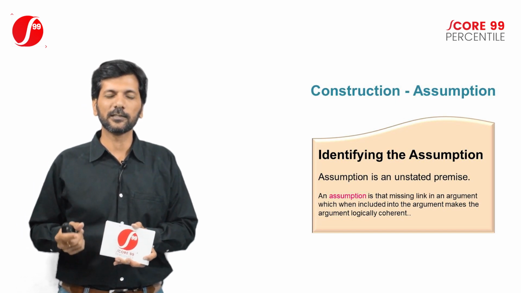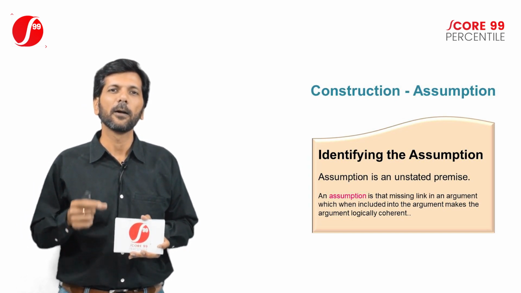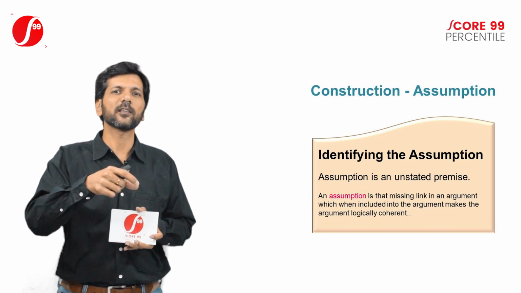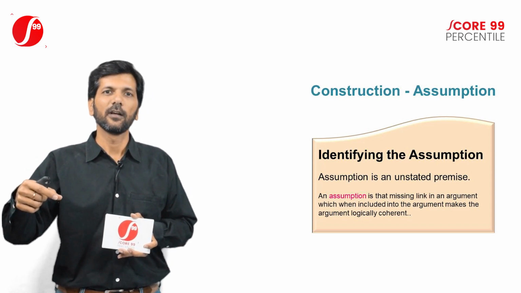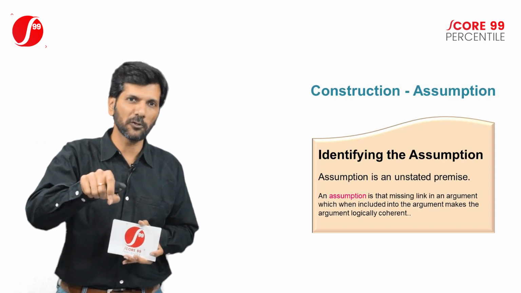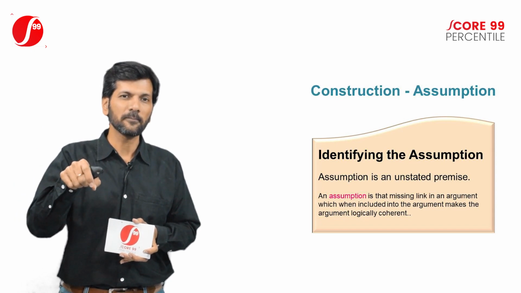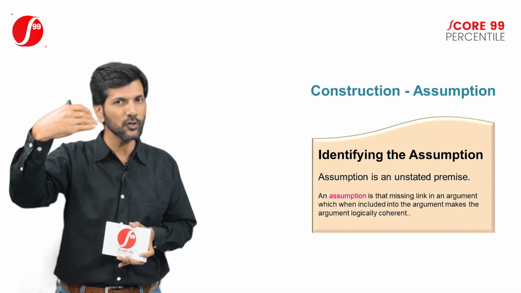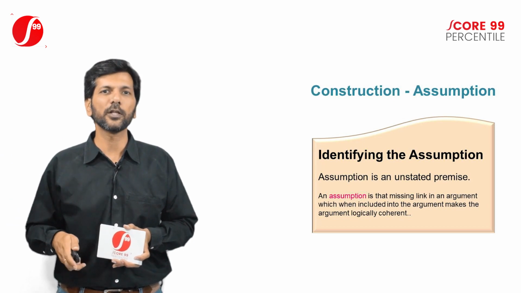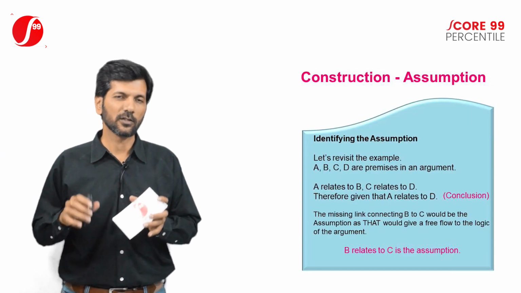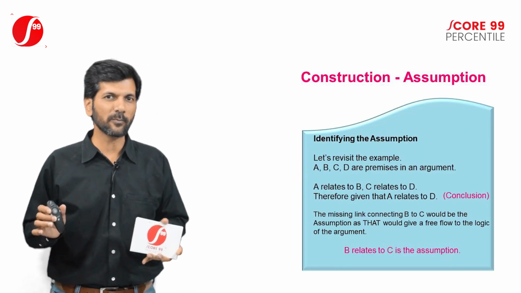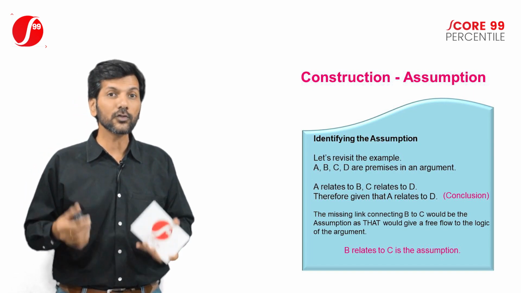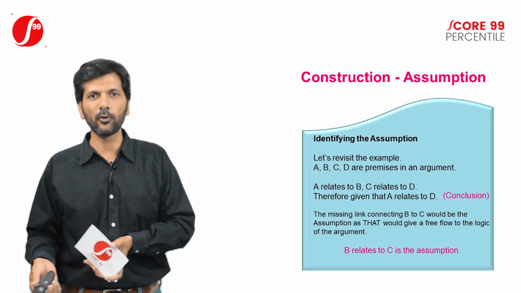So, in other words, this is probably a missing link between the existing premises and the conclusion, which, when brought into the argument, because it was missing, can ensure a much smoother logical flow to the argument as such. So, an assumption is an unstated premise. It also leads to a conclusion.